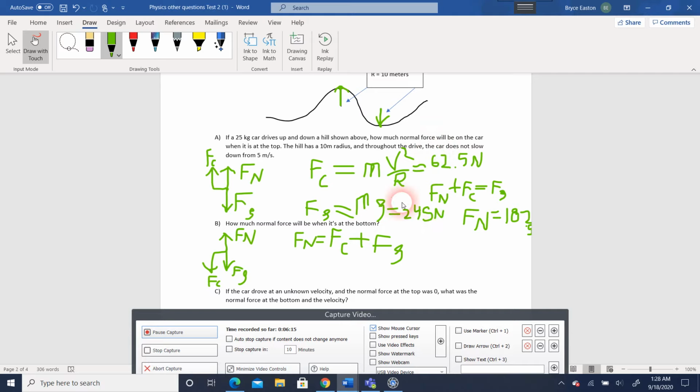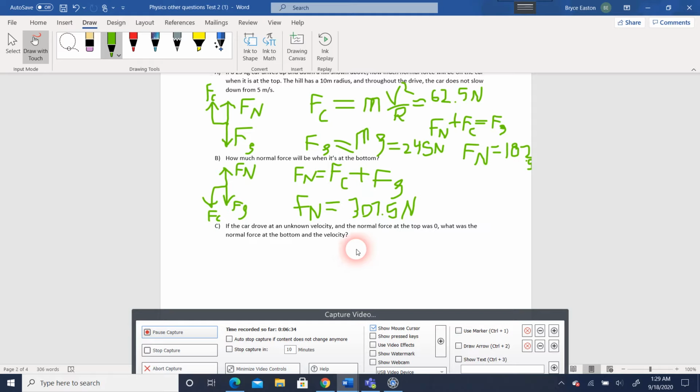We can just plug in these values and get that our F normal at the bottom is going to be equal to 307.5 newtons.